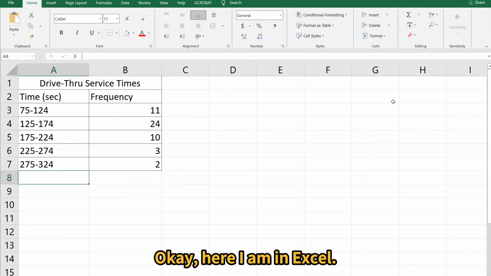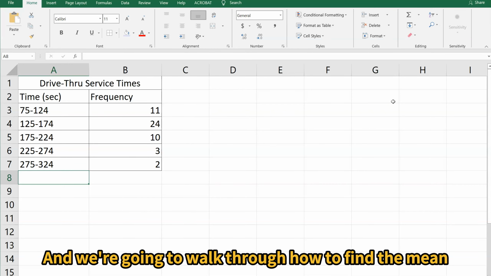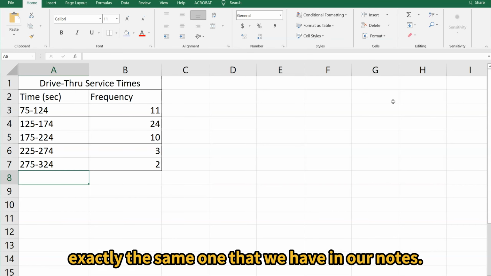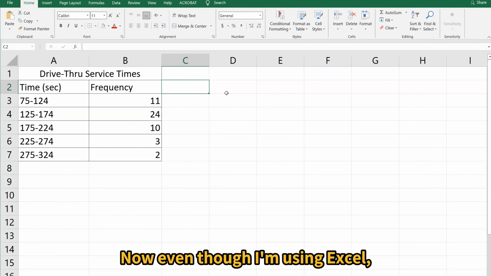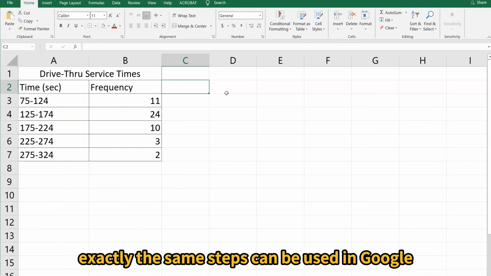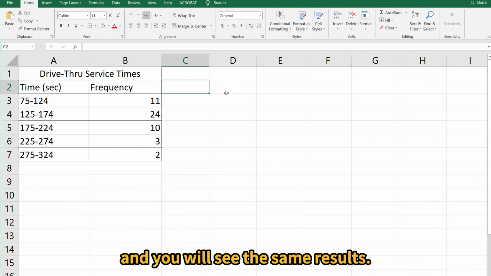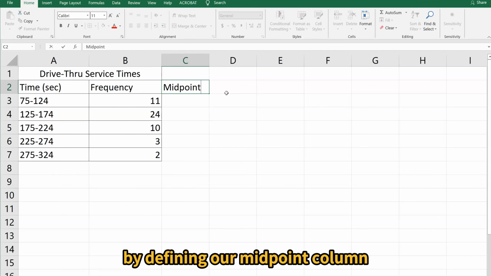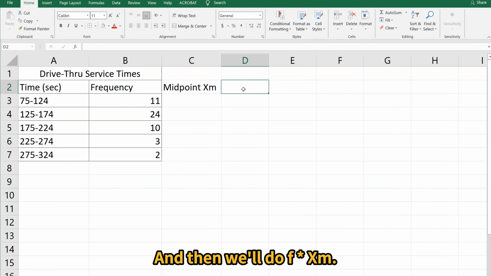Okay, here I am in Excel, and we're going to walk through how to find the mean for the grouped frequency distribution for the drive-through service times. Exactly the same one that we have in our notes. Now, even though I'm using Excel, exactly the same steps can be used in Google, and you will see the same results. So I'm going to start out by defining our midpoint column, and then we'll do F times XM.